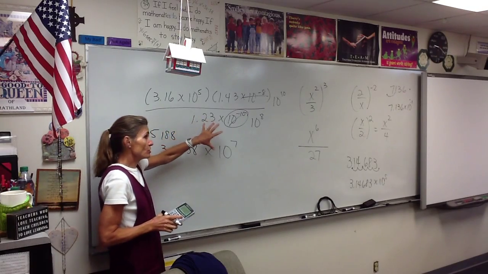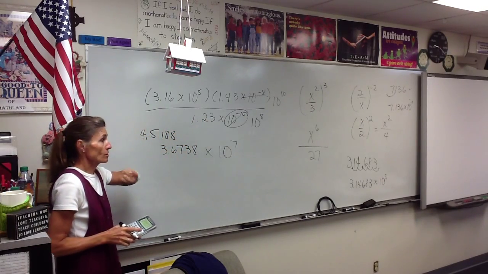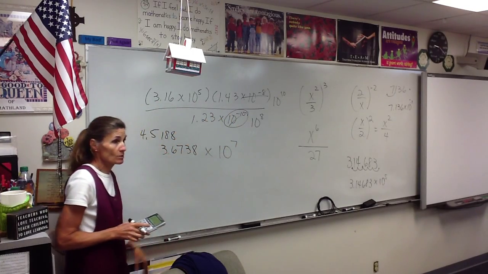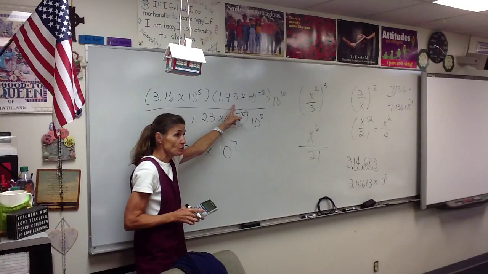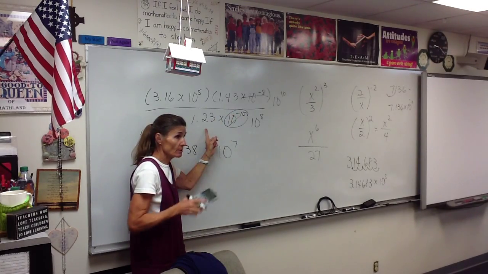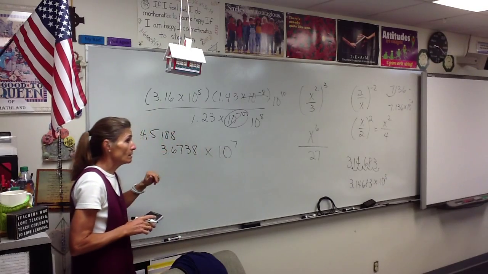So, moral of the story, we did it in 2 parts. We took care of all the 10s, and then we took care of the other numbers. Multiplied these 2 and divided that one on my calculator. I didn't waste time working it out by hand.